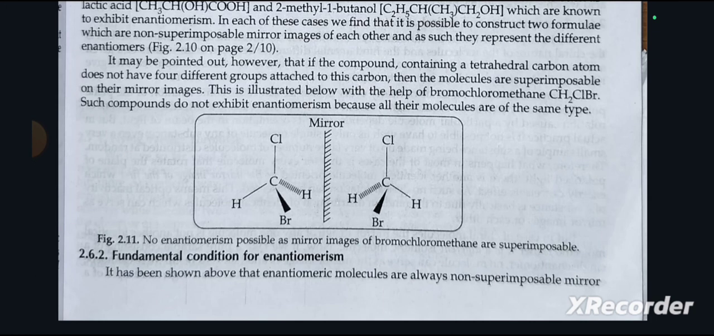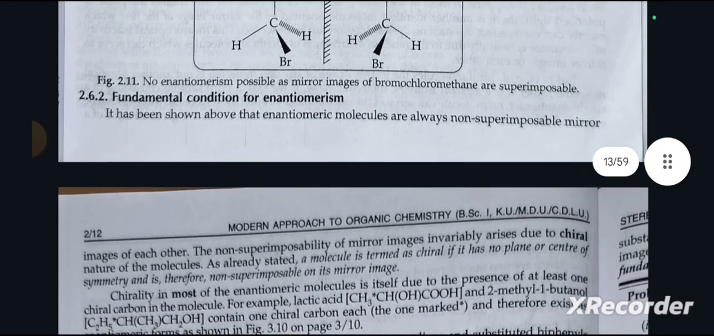It may be pointed out, however, that if the compound containing a tetrahedral carbon atom does not have four different groups attached to this carbon, then the molecules are superimposable on their mirror images. This is illustrated below with the help of bromochloromethane, CH2ClBr. Such compounds do not exhibit enantiomerism because all these molecules are of the same type. Figure 2.11. No enantiomerism possible as mirror images of bromochloromethane are superimposable.